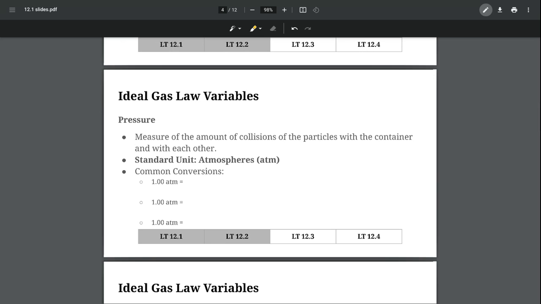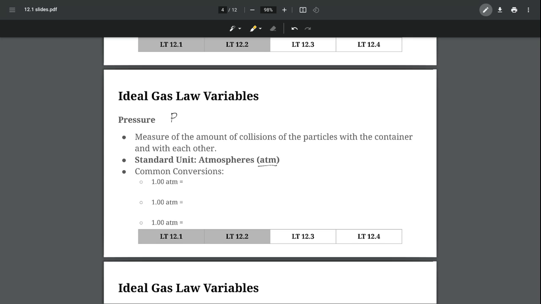Pressure, represented with an uppercase P, is a measure of the amount of the collisions of particles with the container and with each other. So how many times the molecules are running into each other. Measured in atmospheres, and there's going to be a lot of conversions that we're doing here.